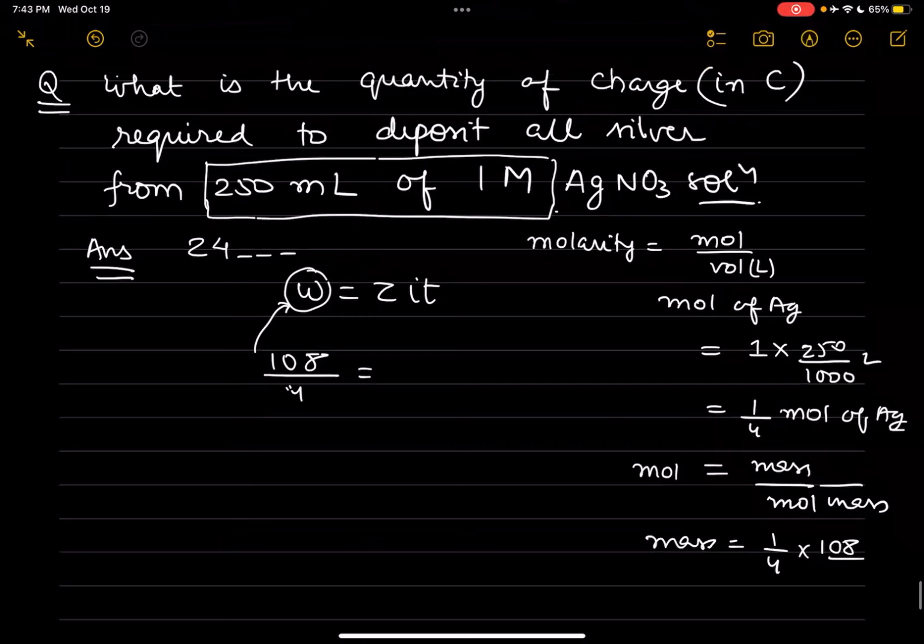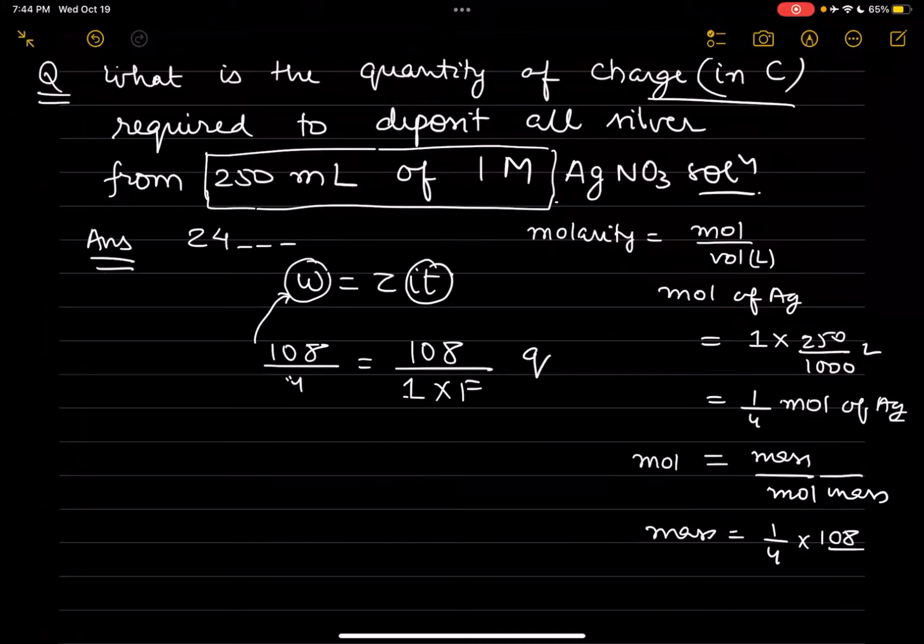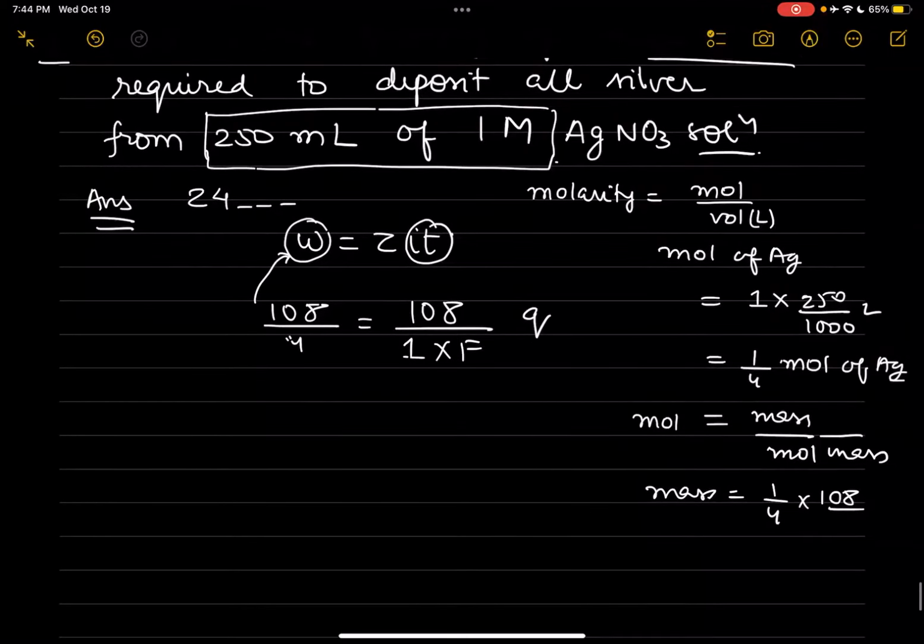And what is the electrochemical equivalent? The electrochemical equivalent of silver is molar mass by n. Molar mass is 108, n is 1, charge is 1 into F. And what is the amount of charge? That is Q. Is it clear? Yes, sir. Understood. So what is Q? Q is equal to F by 4.